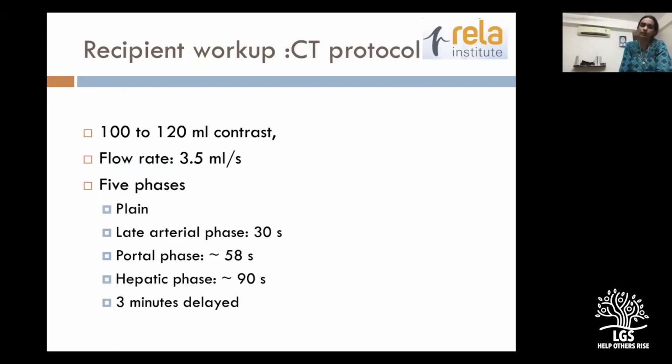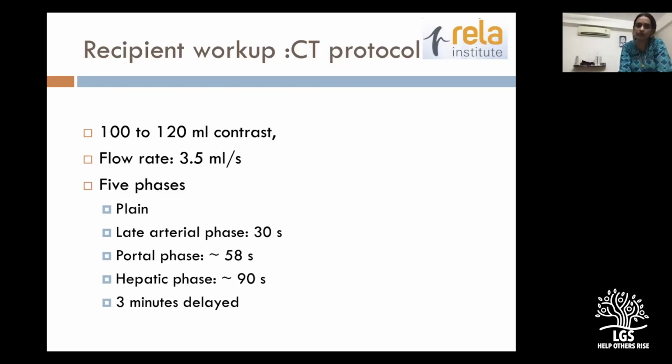So the recipient workup, when we do a contrast CT for end-stage liver disease, when we are working them up for transplant, the creatinine that we accept is up to 1.4. Contrast usually given is 100 to 120 ml at a flow rate of 3.5 ml per second. So it's a triphasic CT. Before giving any contrast, we should always do a plain CT. What this triphasic means is it's a late arterial phase followed by a portal venous phase and a hepatic venous phase. 3-minute delayed imaging can be done if required. The timings here are what we do in the scanner at our institute.